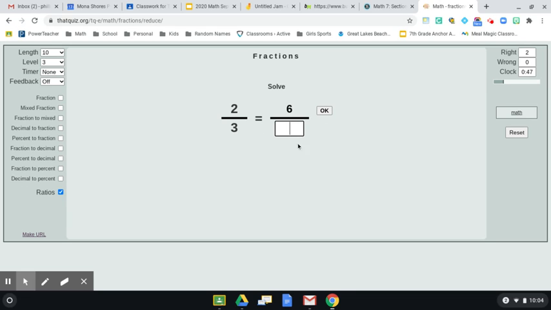Now, you're not always going to be missing the denominator. It will switch on you. You'll miss the numerator in some cases as well. And so just be prepared for what you're missing and what you're solving for. It almost seems like right now all I'm getting is the missing denominator. But I think as you go through the levels, depending on how far you get, maybe level 4, level 5, you'll start to see where the numerator is missing.